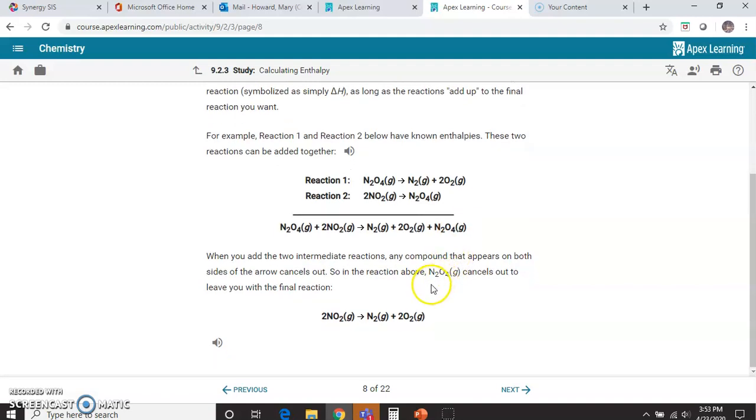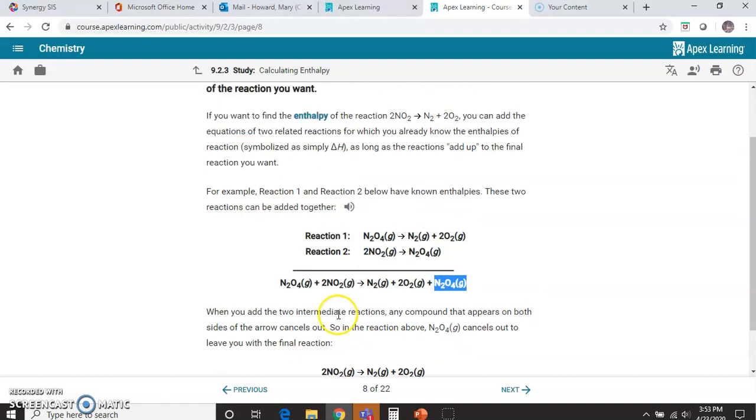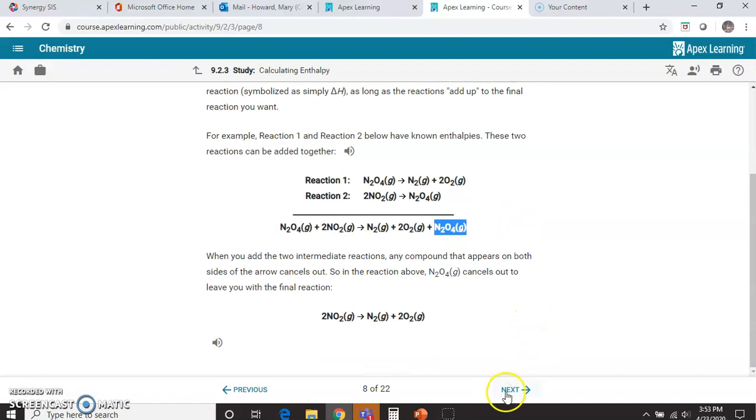So in the end, though, if you have something that's the same over here, so that's the same as that one, we've got to cancel them out. If it appears on both sides of the arrow, it cancels out. And so in the end, we get this, which is the reaction you want. So bear with me.